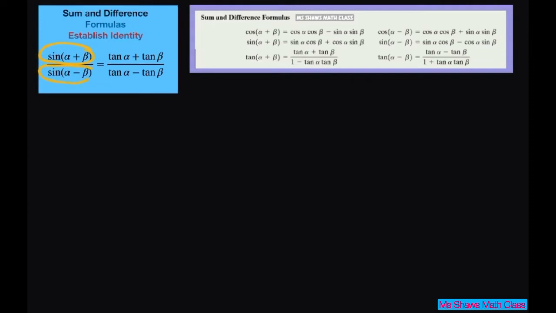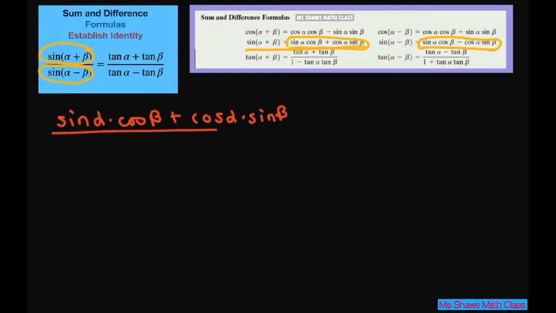So let's do that, and we're looking at both of these. We're just going to expand the numerator to look like this, and similarly the denominator should look like this. So let's write that out. That's going to be sine of alpha times cosine of beta plus cosine of alpha times sine of beta, divided by sine of alpha cosine of beta minus cosine of alpha sine of beta.